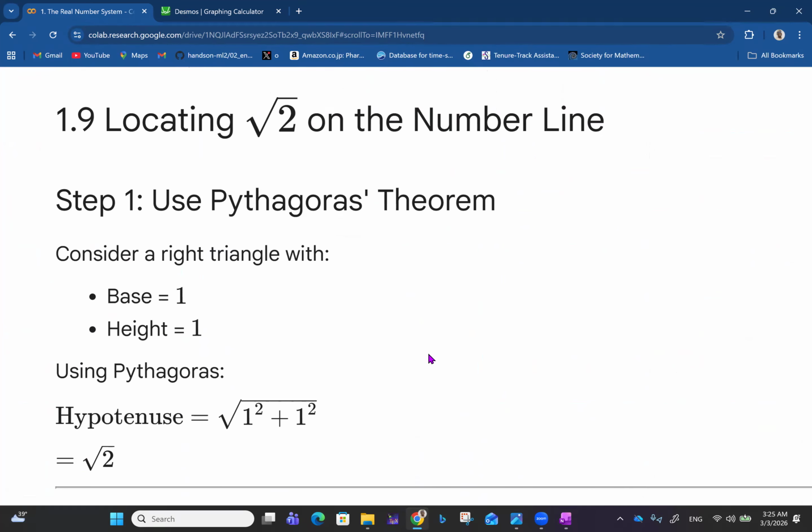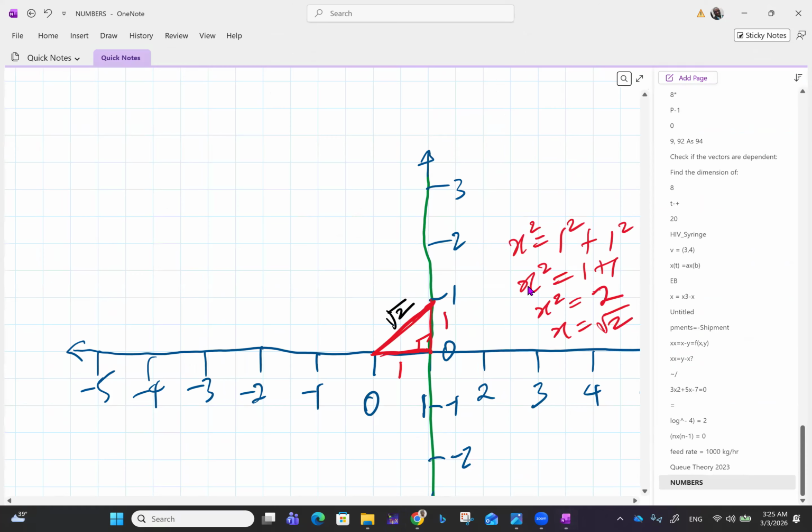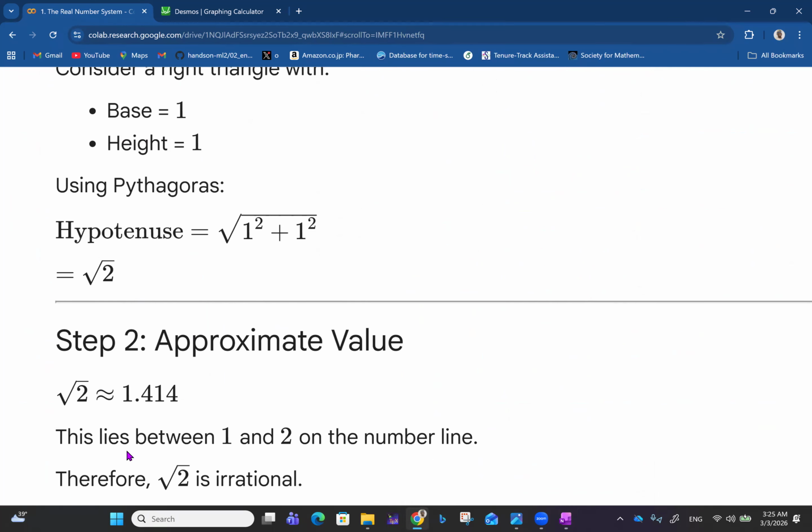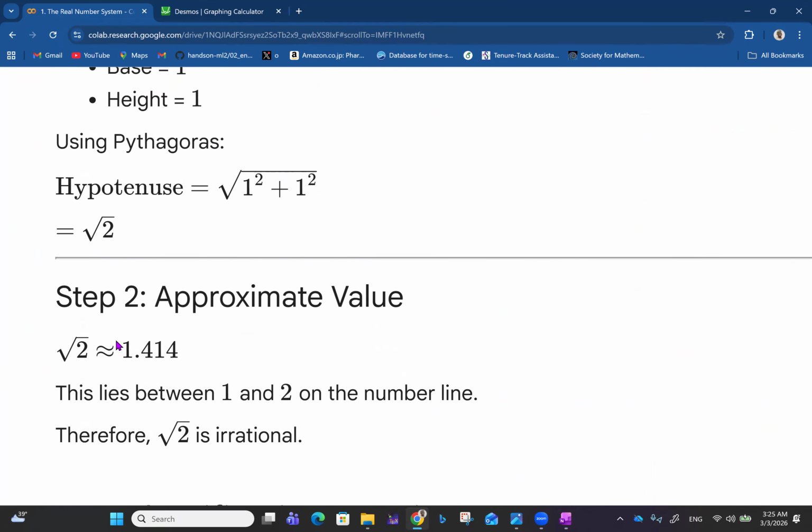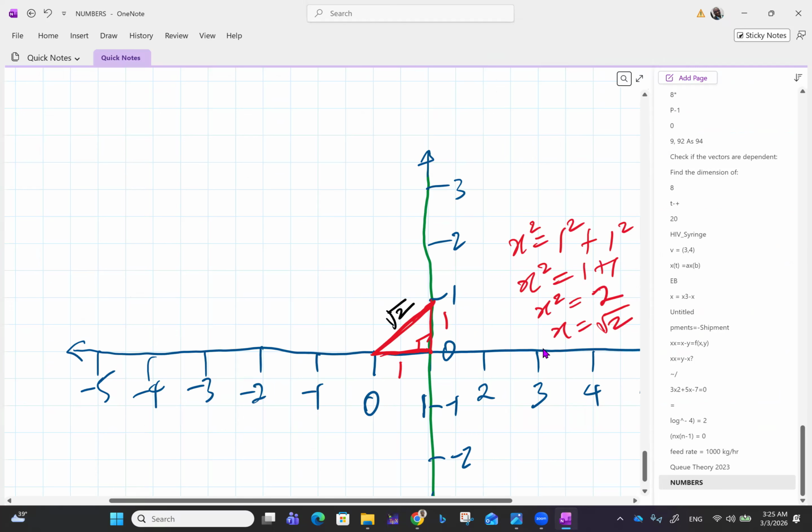So of course, like we said, step one, it turns out to be the hypotenuse, right? The other two sides are the adjacent sides. So you have the square root of 2 there. For step 2, you can then approximate the value. The square root of 2 is approximately 1.414. This lies between 1 and 2 on the number line. So as you can see, 1.414 lies between 1 and 2 on the number line.